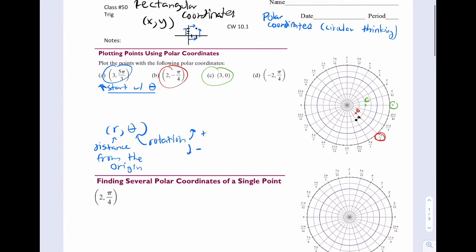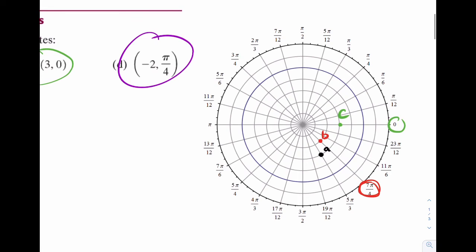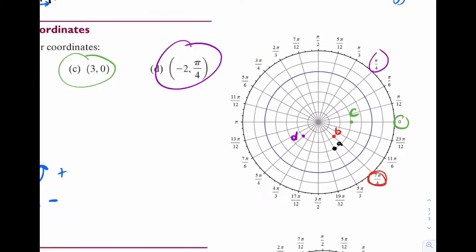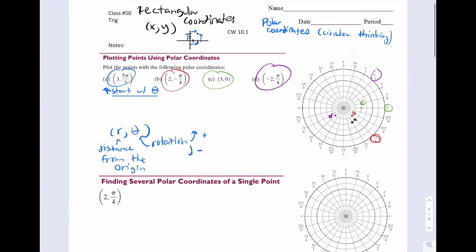And the last one, I'll do this in purple. (π/4, -2). So that means we're looking at π/4. You're standing at the origin. But r is negative 2. So instead of walking forward, we're going to walk the other direction, backwards. 1, 2. There's part D. And there you go. We just graphed our first set of polar coordinates.